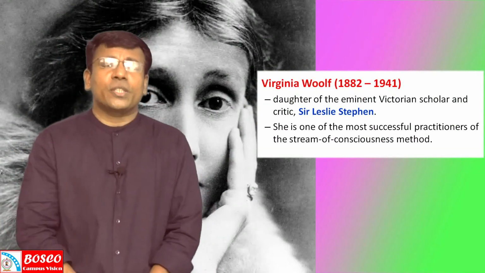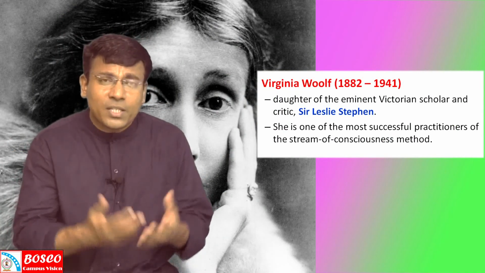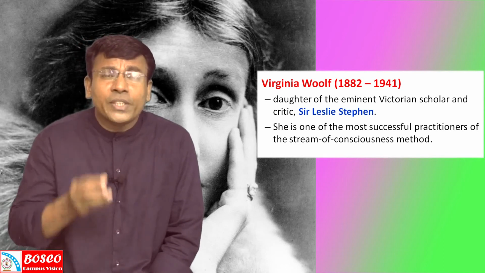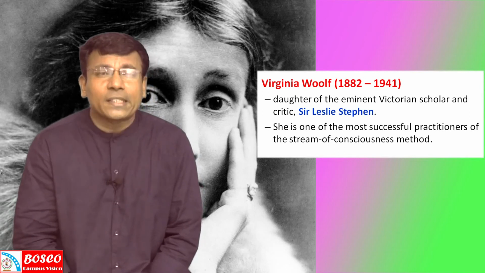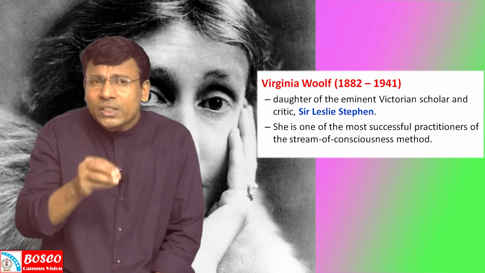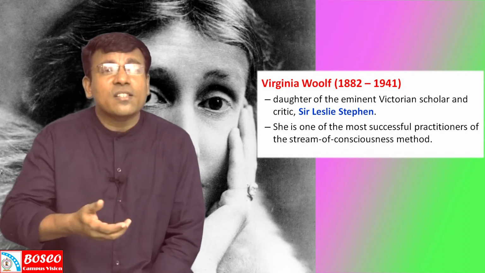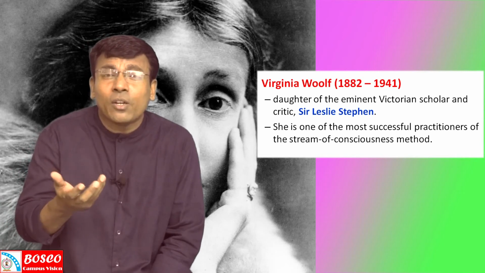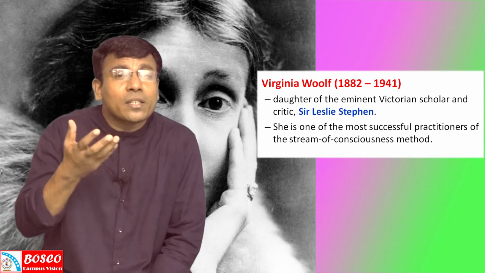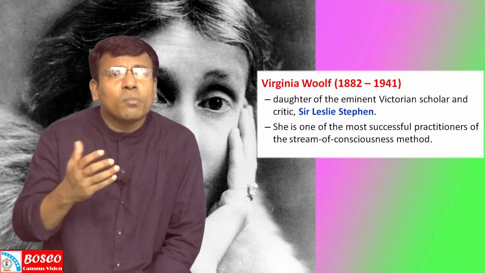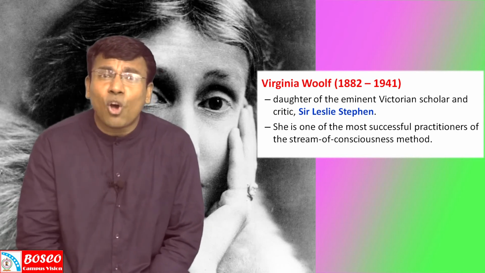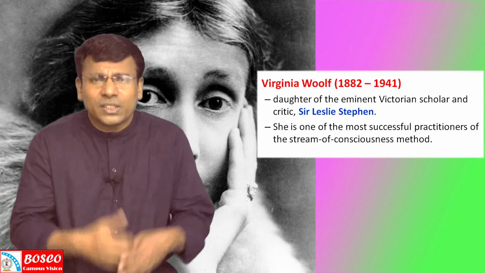And now we shall talk something about Virginia Woolf, the last modernist novelist that we will discuss. Now Virginia Woolf was the daughter of the eminent Victorian scholar and critic Sir Leslie Stephen. So she was born into a circle where standards of culture, standards of taste and intelligence were of the highest. Now from her younger days, she developed a wide literary background and a cosmopolitan culture. She is one of the most successful practitioners of the stream of consciousness method. So she is an erudite person.